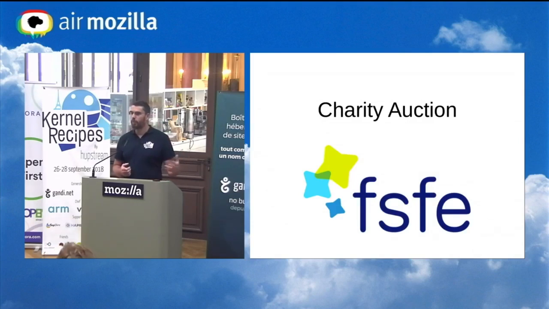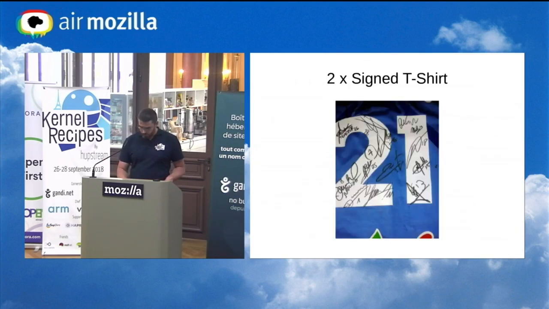So every year we choose a project that we think deserves to be supported. Matthias gave, in my opinion, a very good presentation of what the goal is for our digital life and social life about free software. So we are very proud to support him. And to support him, we have a couple of items that we put on auction. We will have two signed t-shirts.